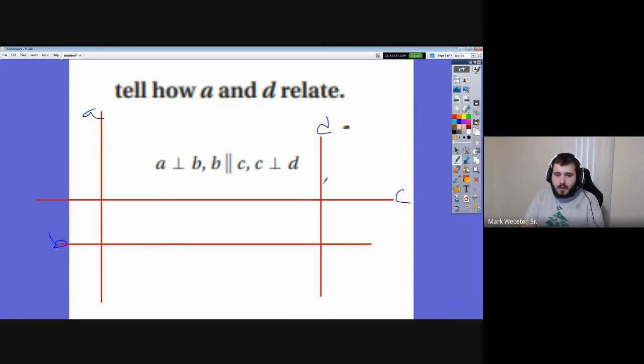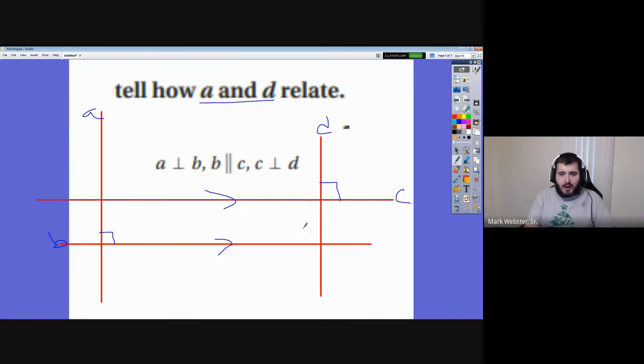Notice how by drawing a picture, this is all the information, right? A is perpendicular to B. B is parallel to C. C is perpendicular to D. And now what do I want to know? I want to know about A and D. So what is A compared to D? Parallel or perpendicular? Parallel. Very good. Yeah, see?